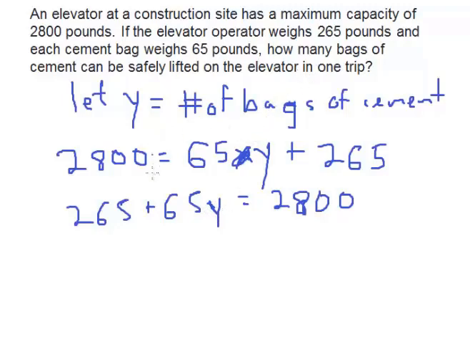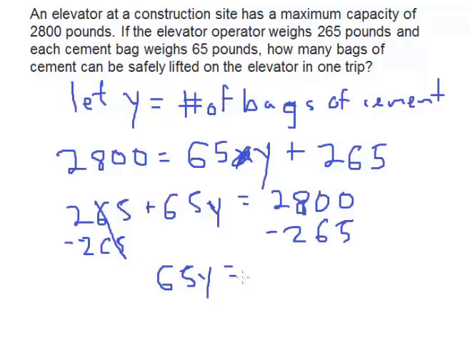So how many can be lifted in one elevator trip? Well, again, you would solve this just like you would any other equation. You'd say minus 265, we're going to try to isolate the y. So we've got 65y equals 2,800 minus 265, which is 2535.